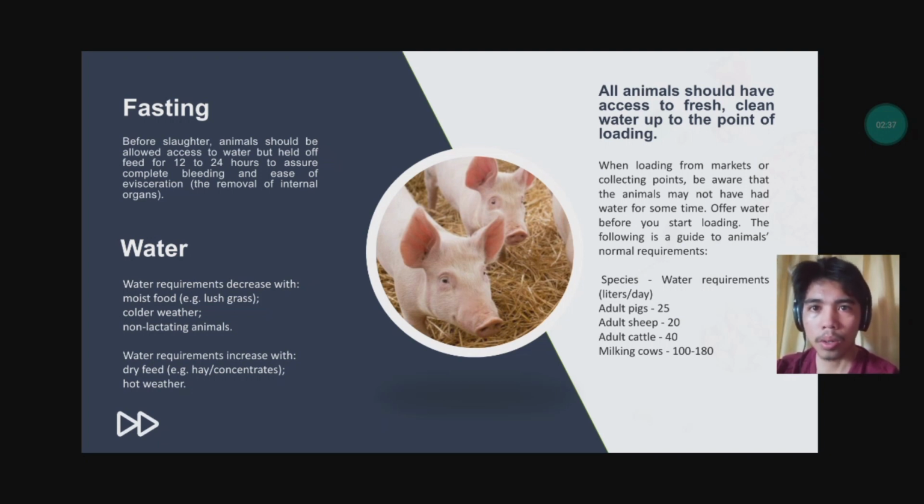When loading from markets or collecting points, be aware that the animals may not have had water for some time. Offer water before you start loading. The following is the guide to animals' normal requirements. Adult pigs require 25 liters per day. Adult sheep require 20 liters per day. Adult cattle, 40 liters per day, and milking cows 100 to 180 liters per day. So it is important for animals to be hydrated.